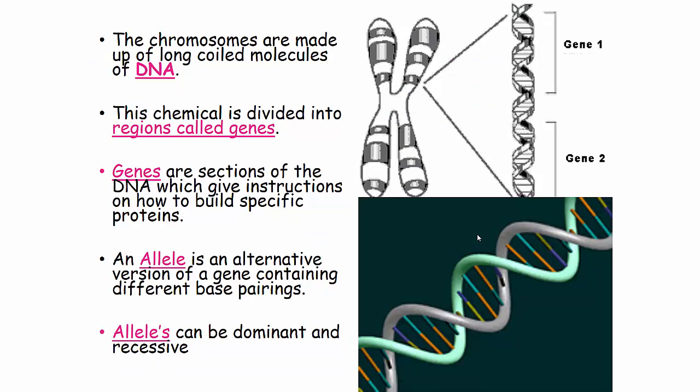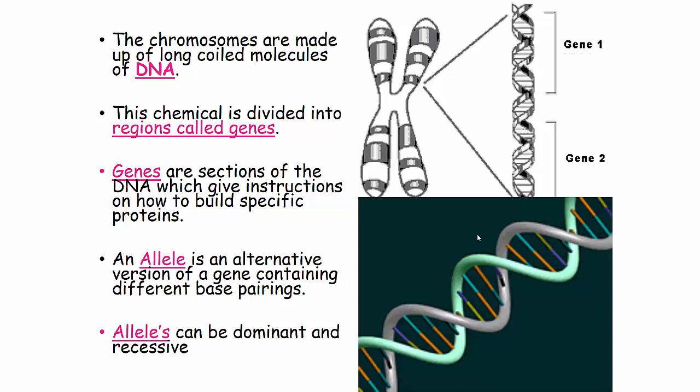So in the nucleus of a cell, you'll find chromosomes. Chromosomes are made up of long coiled molecules of DNA. Okay? The DNA is divided into regions which are called genes. The genes are sections of the DNA which give instructions on how to build specific proteins. For example, you have a gene for eye color.